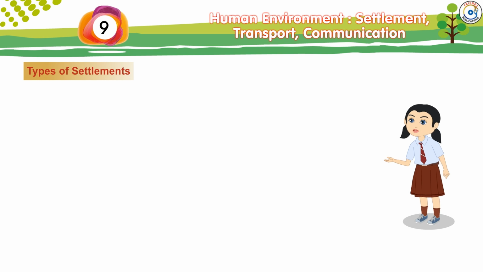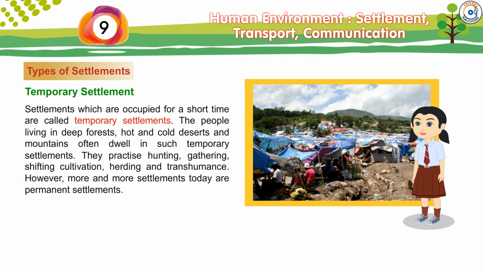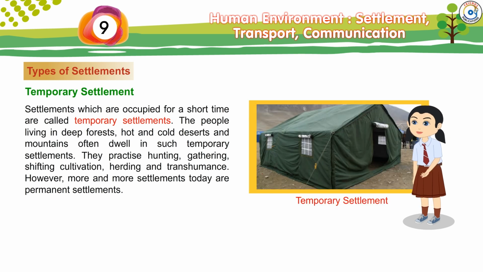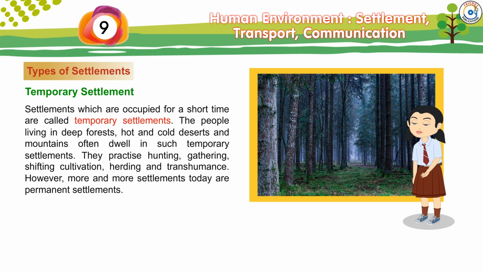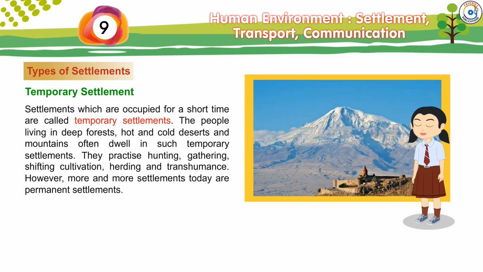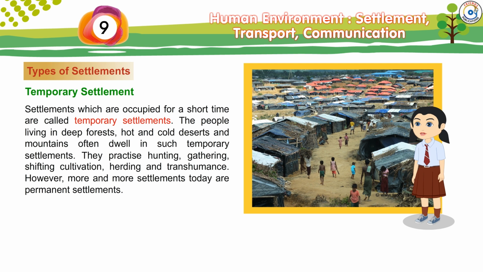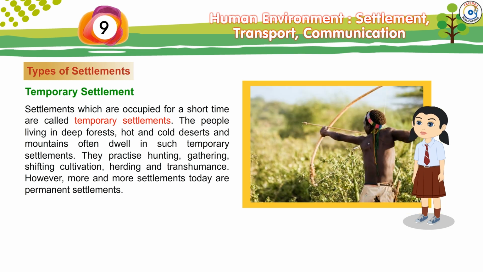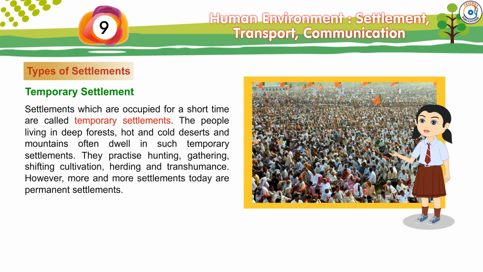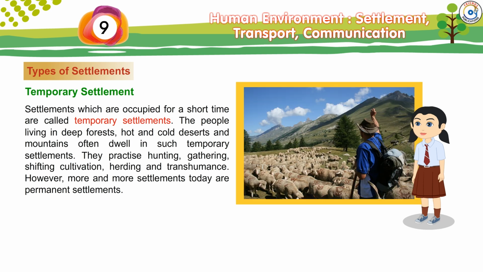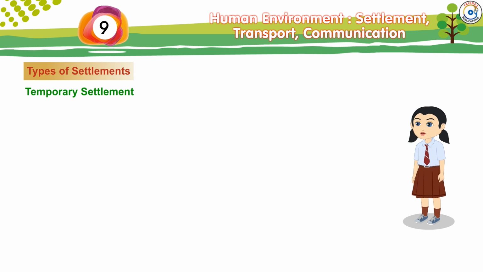Types of settlements. Temporary settlement. Settlements which are occupied for a short time are called temporary settlements. The people living in deep forests, hot and cold deserts and mountains often dwell in such temporary settlements. They practice hunting, gathering, shifting cultivation, herding and transhumance. However, more and more settlements today are permanent settlements.